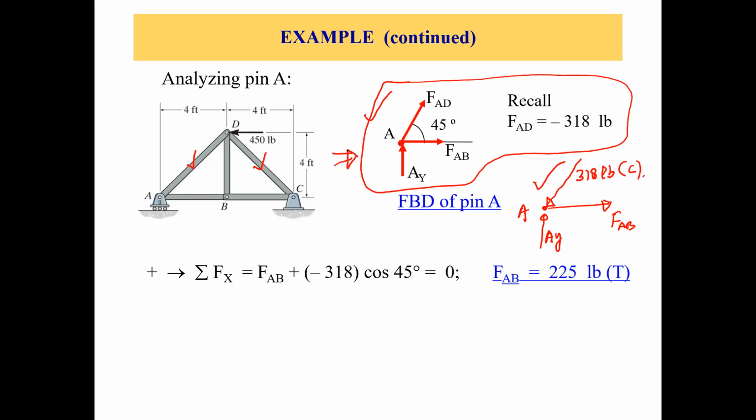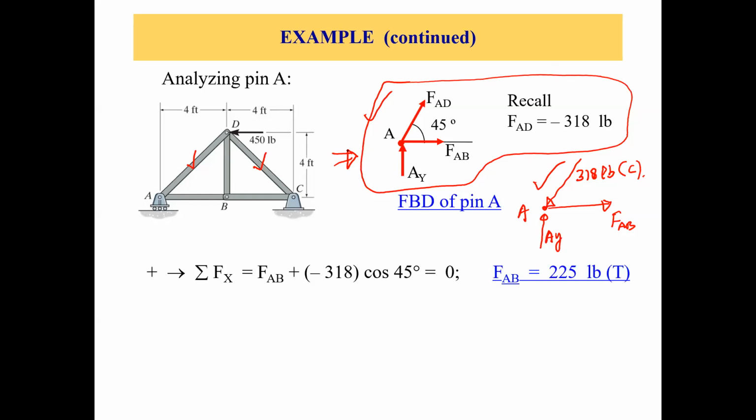Okay. So the FBD of joint A we are already done. Now just apply the equations of equilibrium: sigma Fx equals 0 and sigma Fy equals 0. All right. So with the sign convention of rightward positive, let's do sigma Fx, which equals FAB and the horizontal component of 318 pounds, so negative 318 cosine 45.